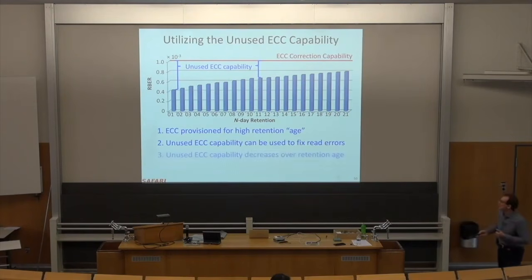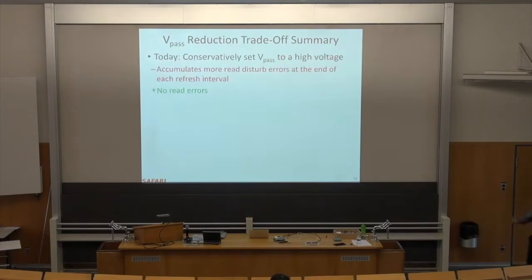And that's the idea, basically. As I said, unused ECC capability decreases over retention age. So we want to dynamically adjust VPass so that read errors fully utilize the unused ECC capability, and we reduce voltage as much as possible. As opposed to today's systems, where you conservatively set VPass to a high voltage, you get no read errors, but you accumulate more read disturb errors at the end of each refresh interval, plus you have very high voltages to operate, which affects your energy consumption too.